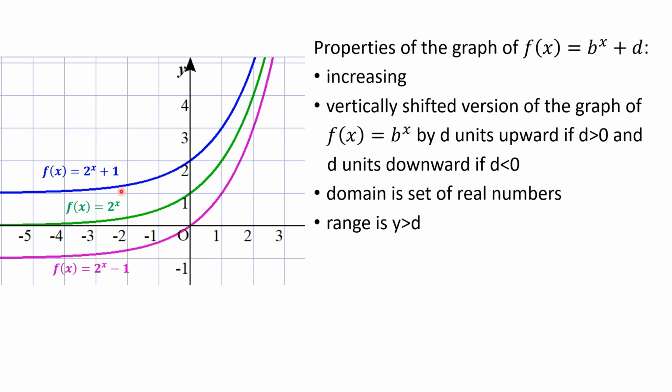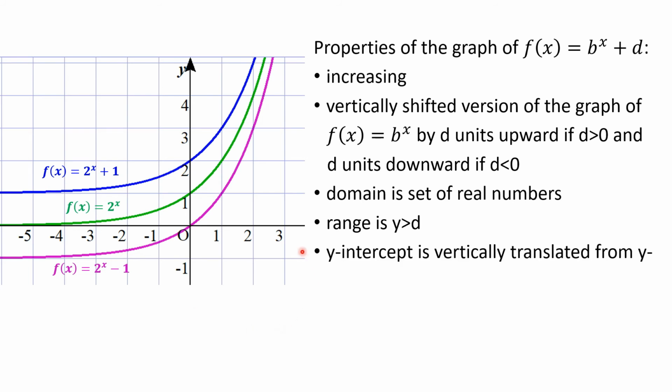For the blue equation, the range is y is greater than 1 because that's the value of d. For green, it's y is greater than 0 or set of positive real numbers. For purple, it's y is greater than, what's the value of d? Negative 1. So y is greater than negative 1. So we can expect that it cannot be less than negative 1, nor can it be equal to negative 1.